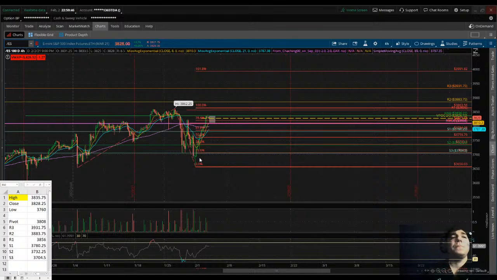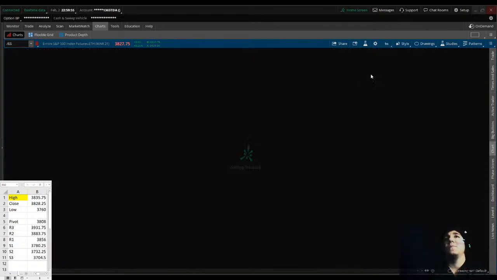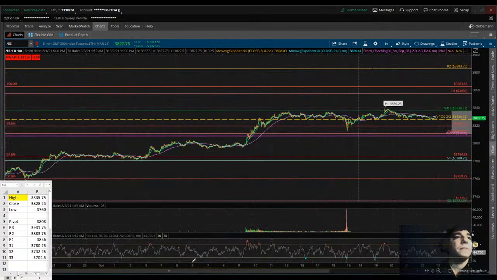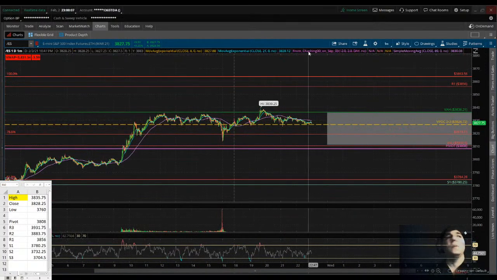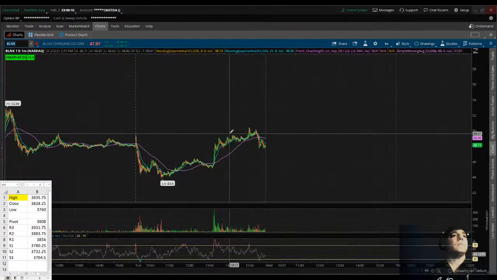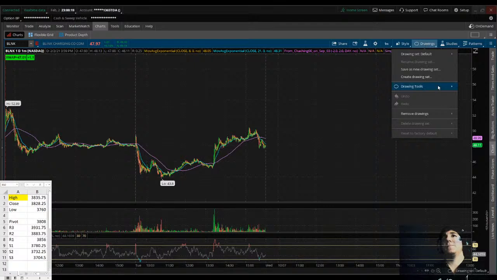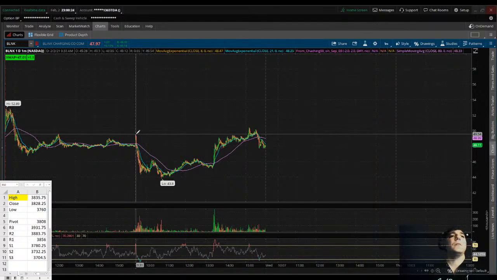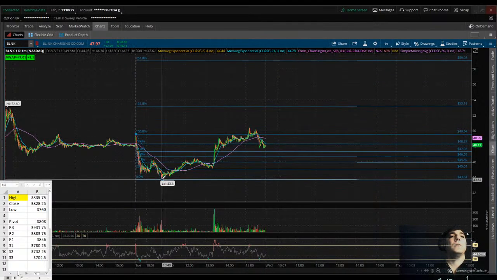Let's use a random day. What's the stock that moved today? Let's look at Blink. Okay, we could have said Blink, right? You could have traded the fibs during the day. You said that's where we started. This was the low.